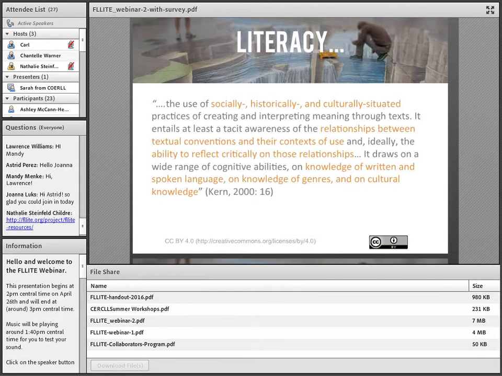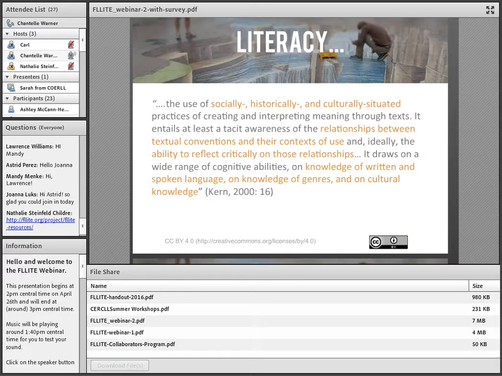All of these types of play are important for the development of foreign language literacy. In order to explain what I understand by foreign language literacy, I'm borrowing here from Richard Kern's work, who's defined literacy as the use of socially, historically, and culturally situated practices of creating and interpreting meaning through texts. Kern goes on to state that literacy entails at least a tacit awareness of the relationship between textual conventions and their context of use, and ideally, it also includes the ability to reflect critically, and I think we would add here in the context of the FLLITE approach, creatively, on those relationships.